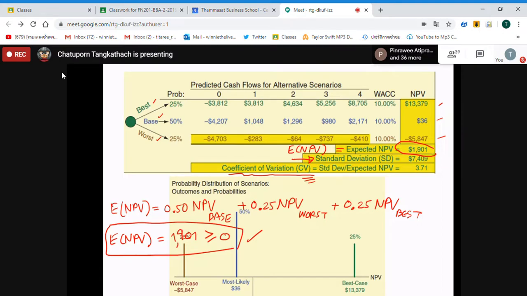Okay, any questions for the cash flow estimation chapter and the risk analysis that I added on today?